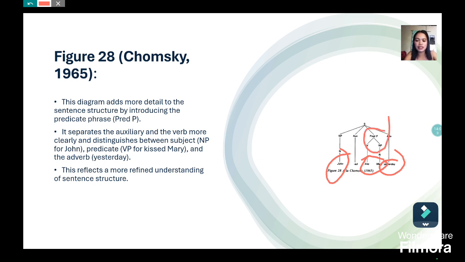So the predicate phrase here is the verb phrase kissed Mary. Again, this tree diagram adds more detail to the sentence structure by introducing the predicate phrase. It separates the auxiliary and the verb more clearly and distinguishes between subject, which is the noun phrase for John, predicate, which is the verb phrase for kissed Mary, and the adverb yesterday. This reflects our more refined understanding of sentence structure.